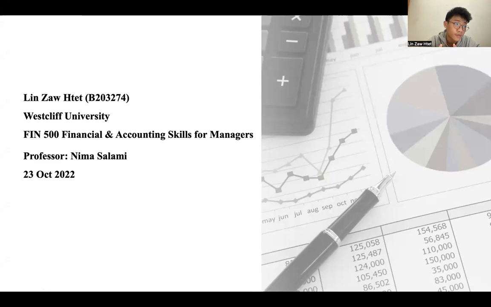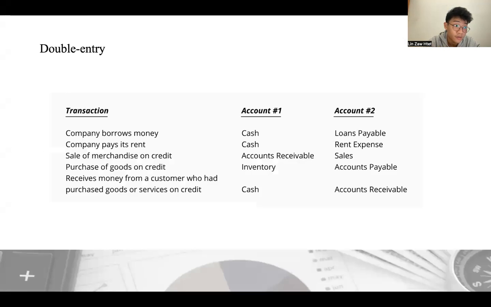First, we are discussing double entry accounting. Double entry accounting is a simple yet powerful concept. Each and every one of the company's transactions will result in an amount recorded in at least two of the accounts in the accounting system.